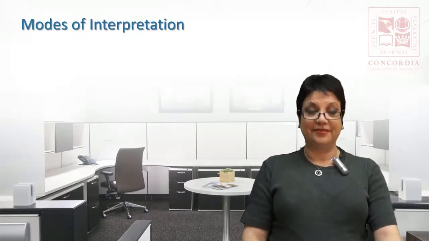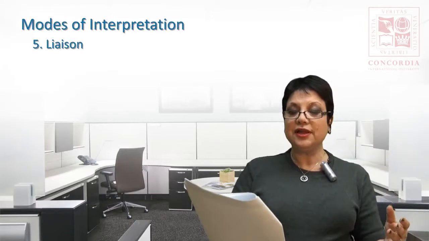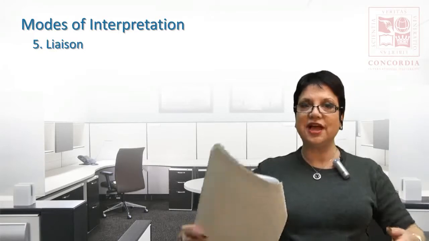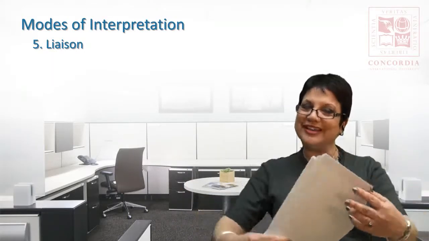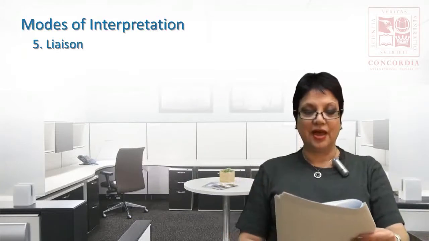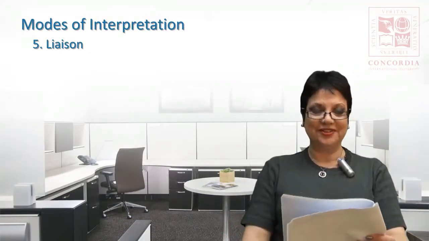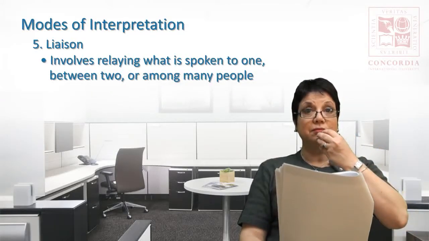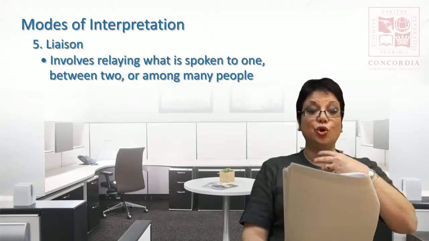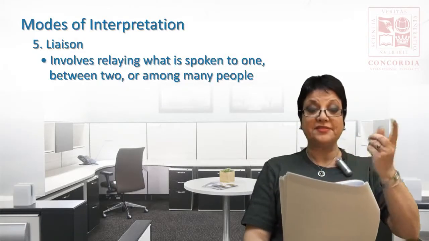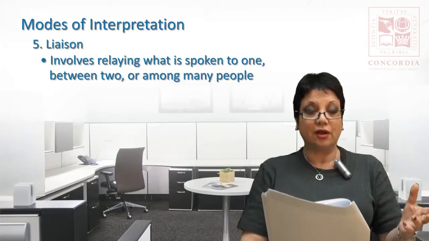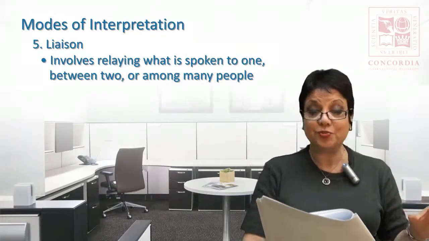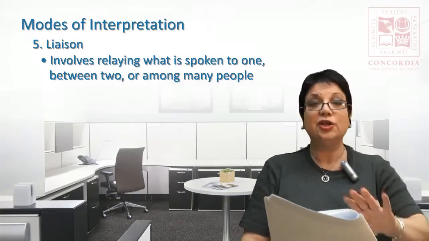Okay, 5. Liaison. Liaison, ladies and gentlemen, actually is a French word, as you probably hear it, although we use it in English. It's kind of like connection, going into each other, liaise. Liaison in the interpreter's world involves relaying what is spoken to one person between 2 or among many people. This can be done after a short speech or consecutively sentence by sentence, or as chuchotage, whispering, aside from notes taken at the time. No equipment is used.